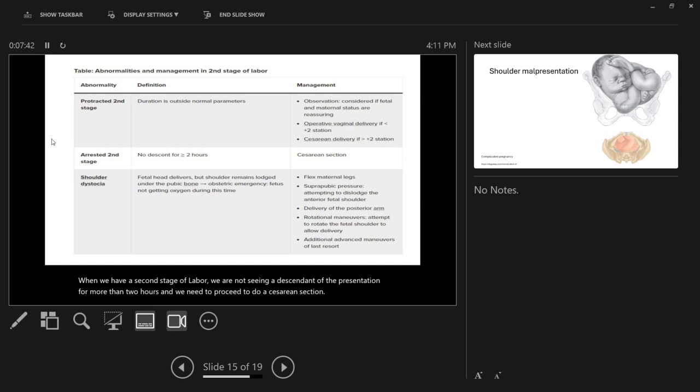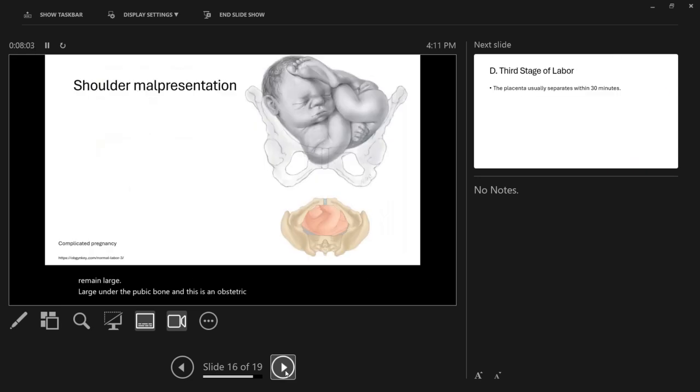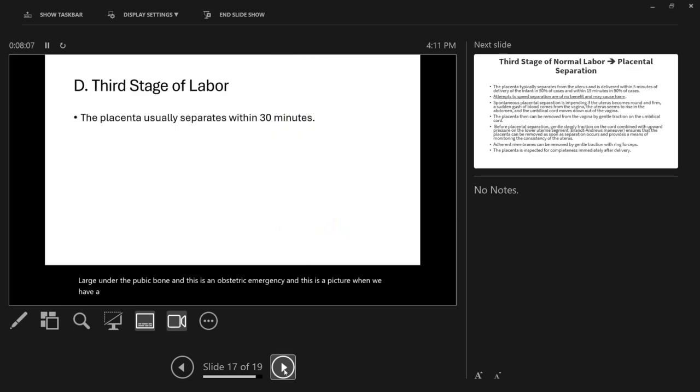The most important abnormality of the second stage is going to be the shoulder dystocia. So the fetal head can be delivered when the presentation is the head, but the shoulder will remain lodged under the pubic bone, and this is an obstetric emergency. And this is a picture when we have a shoulder malpresentation.